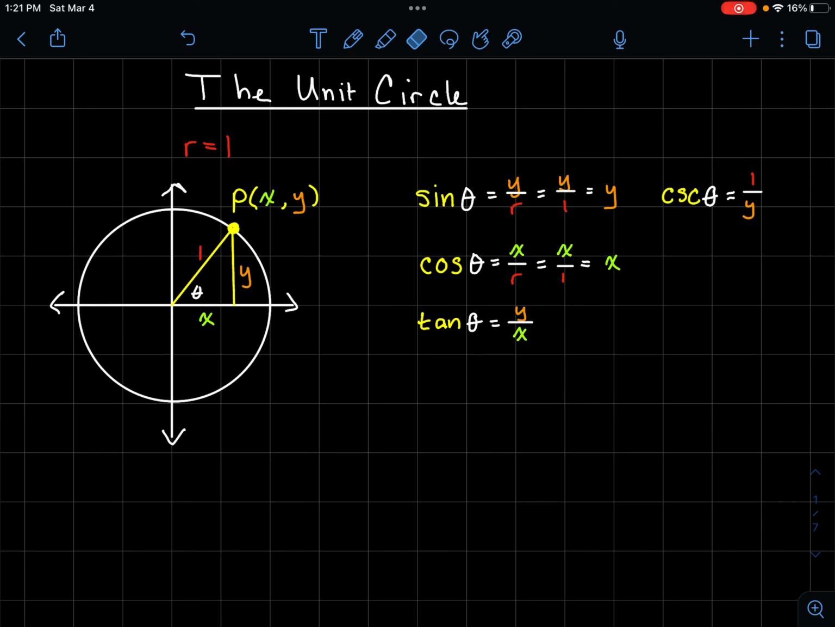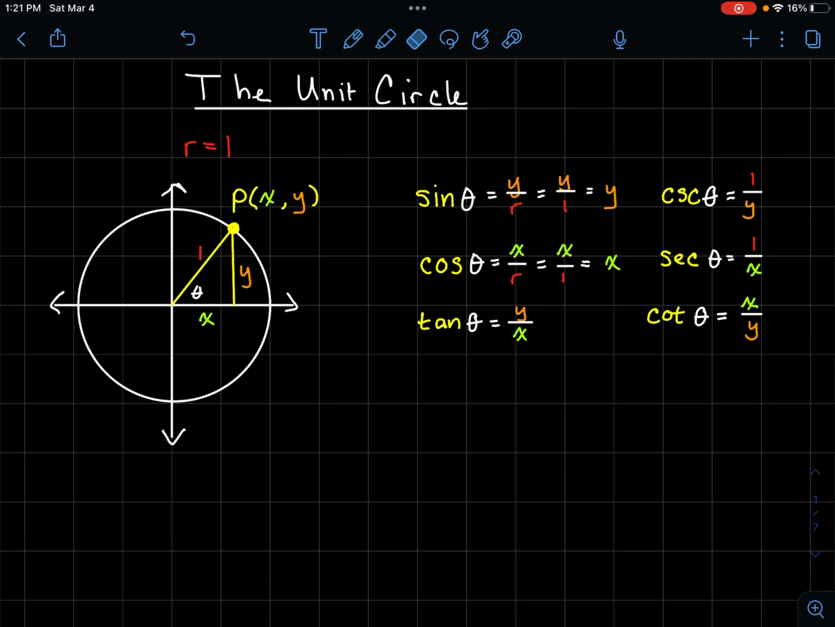And then we have all of our reciprocal functions. Since our sine is now equal to y, the cosecant would be 1 over y. Now that cosine is equal to x, secant is going to be equal to 1 over x. And cotangent, since tangent is y over x, stays x over y.